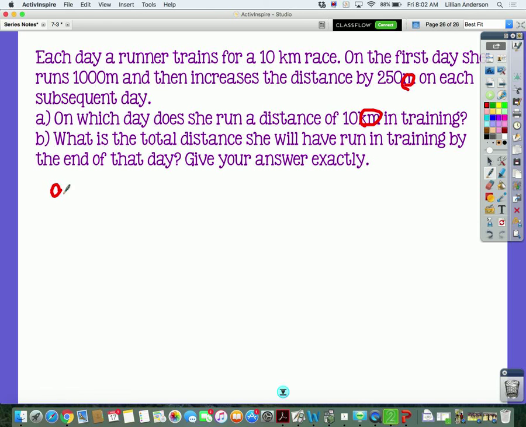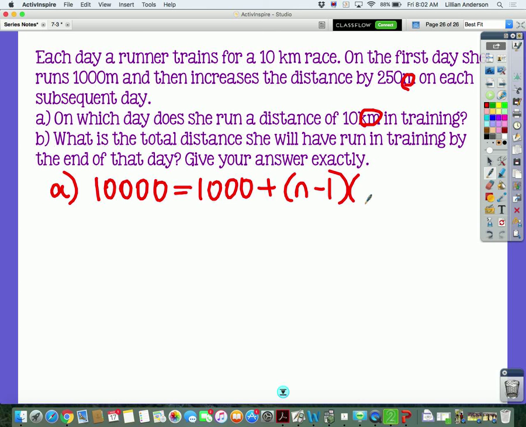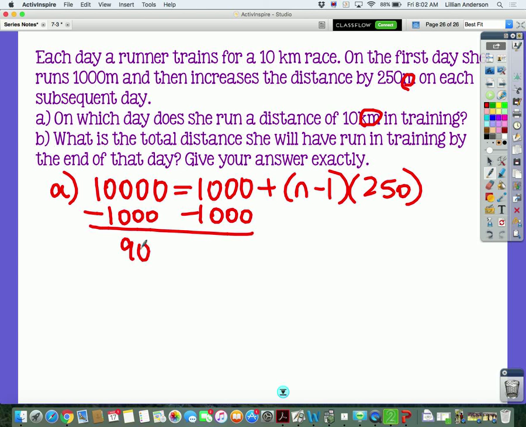And so we're going to take that first formula of a sub n equals a sub 1 plus (n minus 1) times d. Now, what is our d? D represents basically how much is increasing by each day, which is 250. So we plug that into the formula and we solve for n. One way we can start is by subtracting 1,000, so that gives us 9,000.